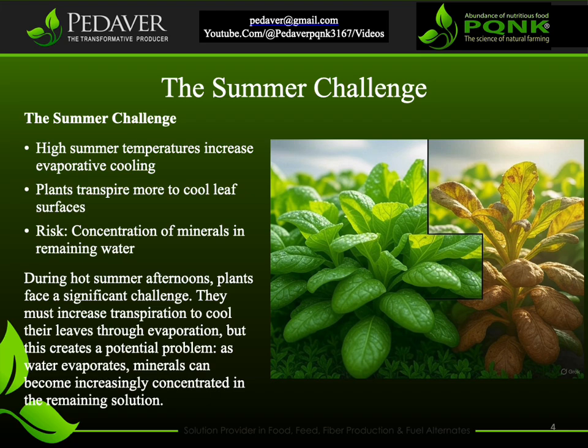The Summer Challenge. High summer temperatures increase evaporative cooling. Plants transpire more to cool leaf surfaces. Risk: concentration of minerals in remaining water. During hot summer afternoons, plants face a significant challenge. They must increase transpiration to cool their leaves through evaporation, but this creates a potential problem. As water evaporates, minerals can become increasingly concentrated in the remaining solution.